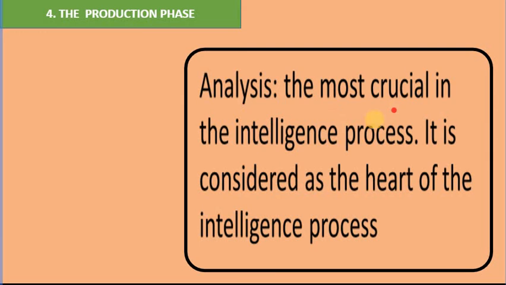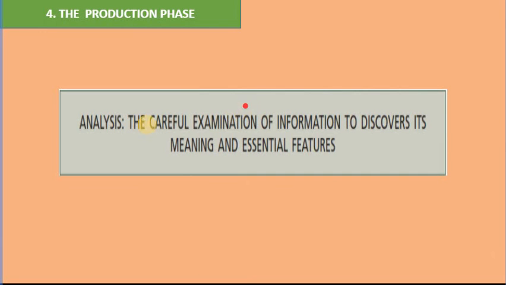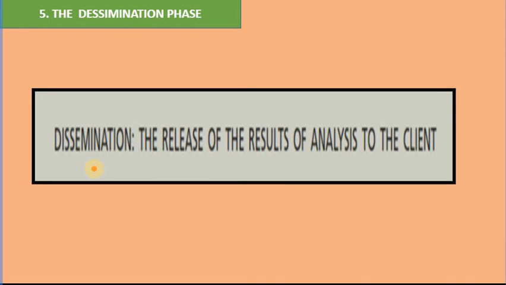Kaya nga sabi niya, the most crucial in the intelligence process. It is considered as the heart of the intelligence process. Analysis is part of production phase. So sabi niya, analysis, the careful examination of information to discover its meaning and essential features. That is analysis. And last one, syempre, we have the dissemination phase.